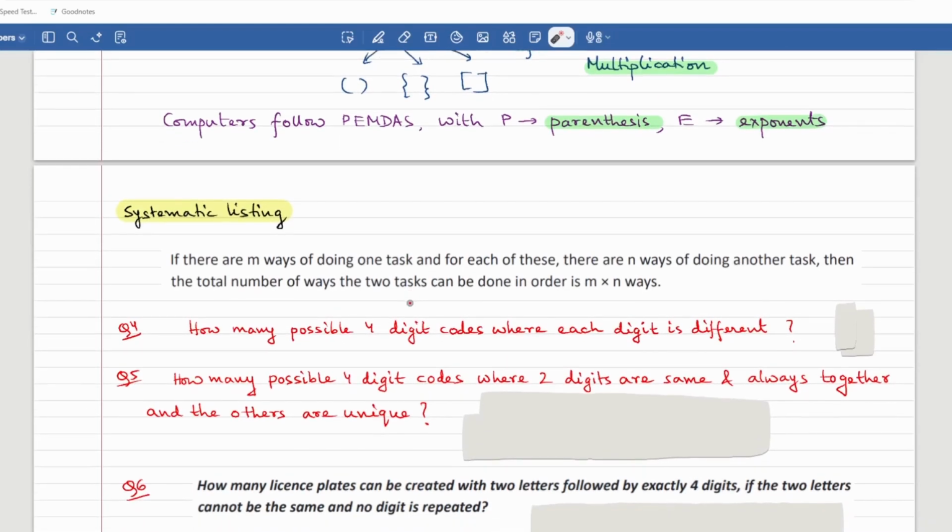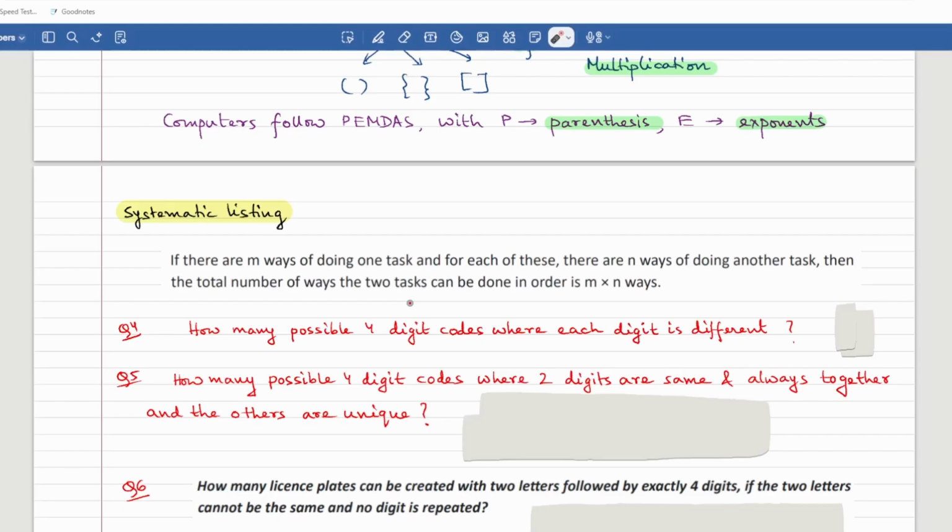Next question. How many license plates can be created with 2 letters followed by exactly 4 digits if the 2 letters cannot be the same and no digit is repeated? Try this question. This is very similar to question 4 that we had discussed. I hope you have solved it. So 2 letters followed by 4 digits. Everything is different, right? So if you are using 2 letters and none of them are repeated, then there are 26 options in position 1, 25 in position 2. And for the digits, it will be 10 into 9 into 8 into 7. Multiply this, it will be a huge answer, but it is what it is.